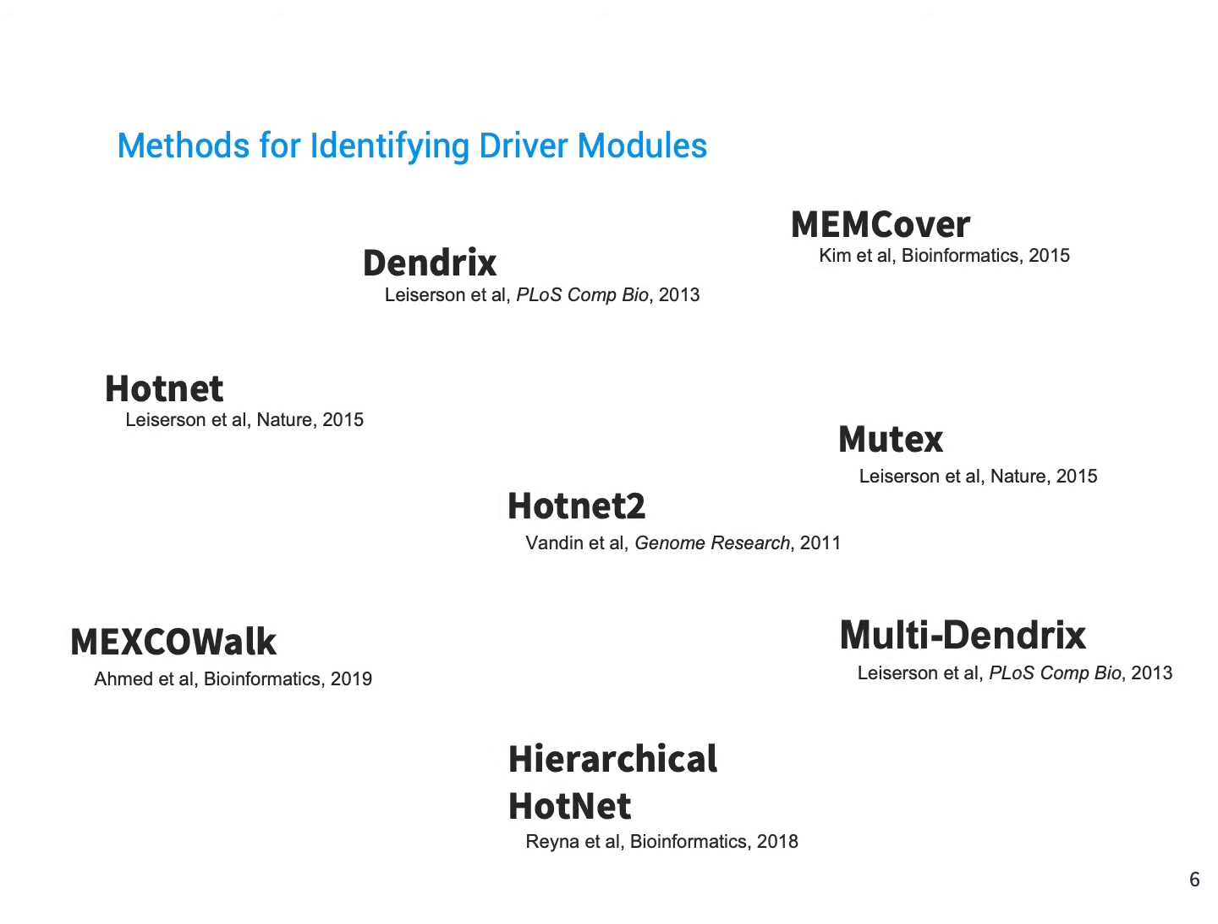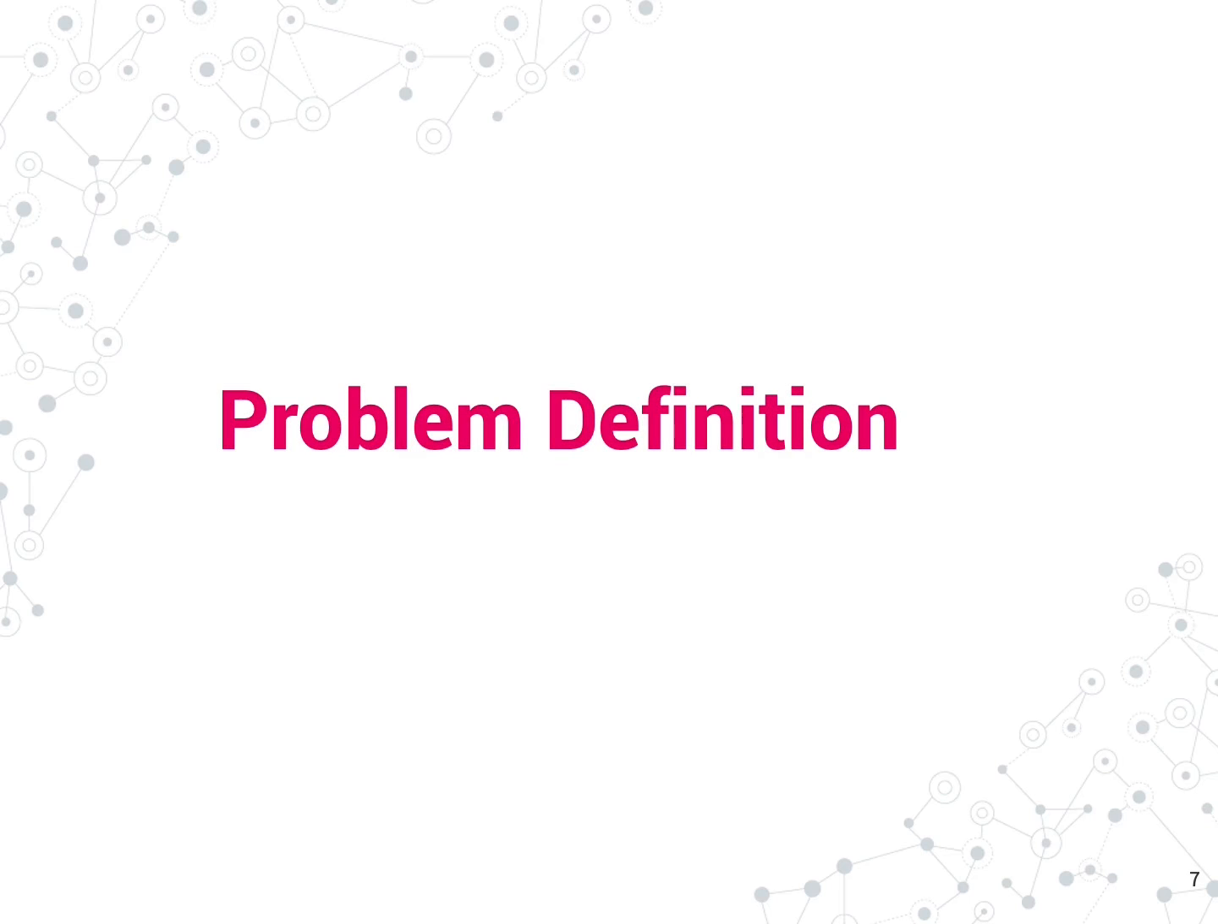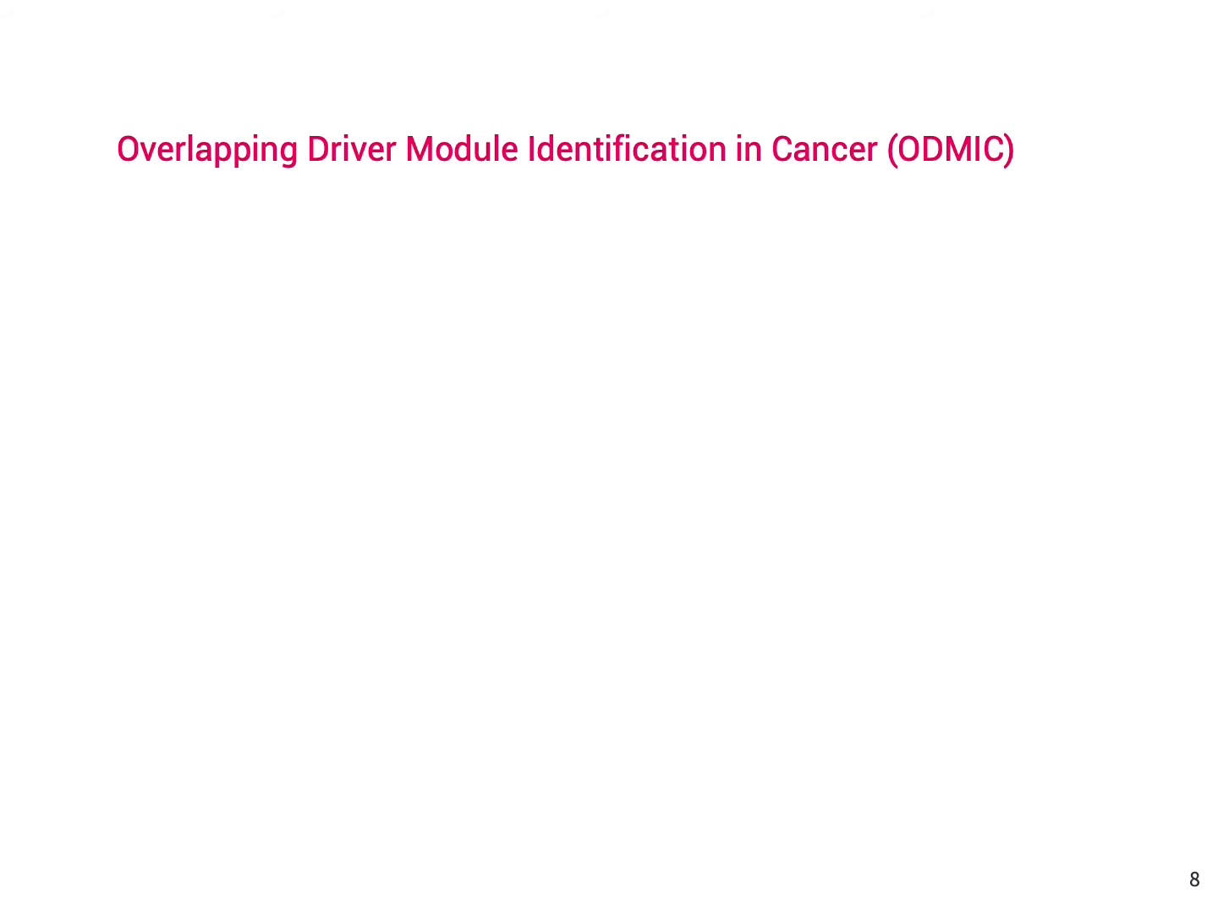There are a lot of methods that have been developed to identify driver pathways, but all of them make a non-overlap assumption. This assumption is wrong, particularly in cancer, because many of the genes participate in different pathways. Now I'll start with providing the mathematical formulation for this problem. We call this the overlapping driver module identification in cancer problem.